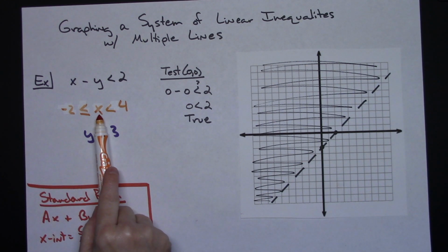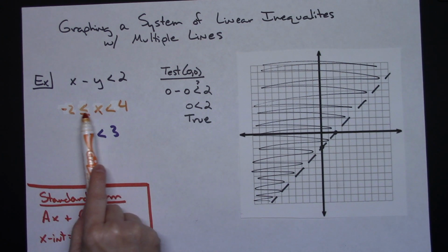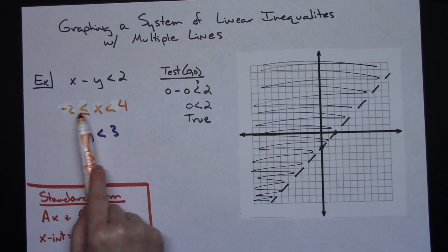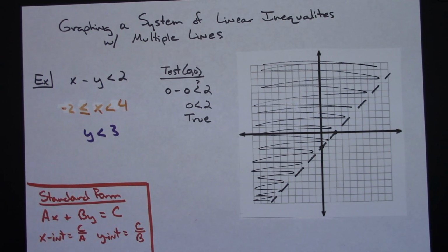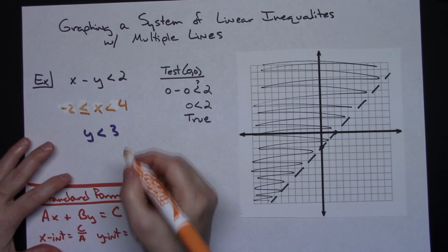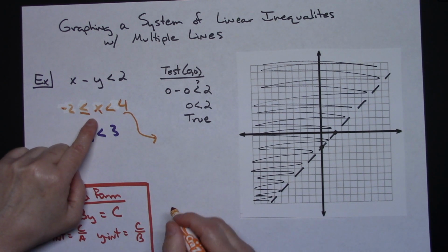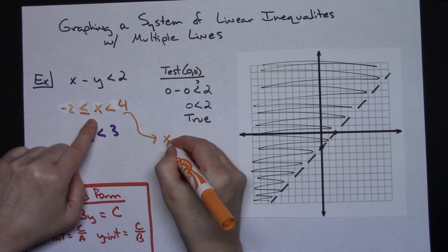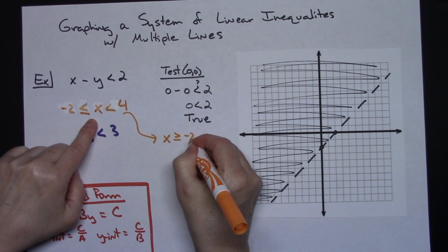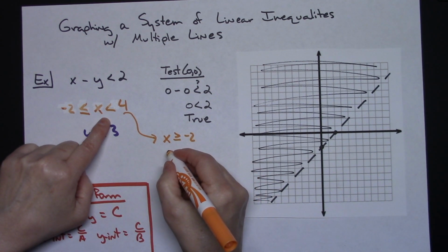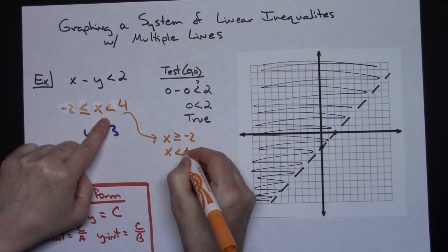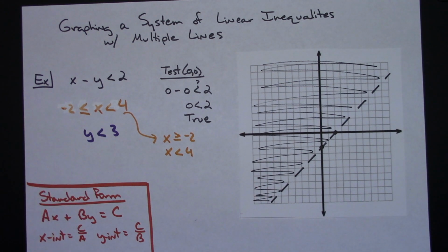Alright, all my values of x are in the middle, in between negative 2 and 4. I could, if I wanted to, break that up into 2 separate inequalities. Let's do that right here. I could look at this as being made up of the inequality x is greater than or equal to negative 2. It is also made up of the inequality x is less than 4. So that might help you to visualize this as well.